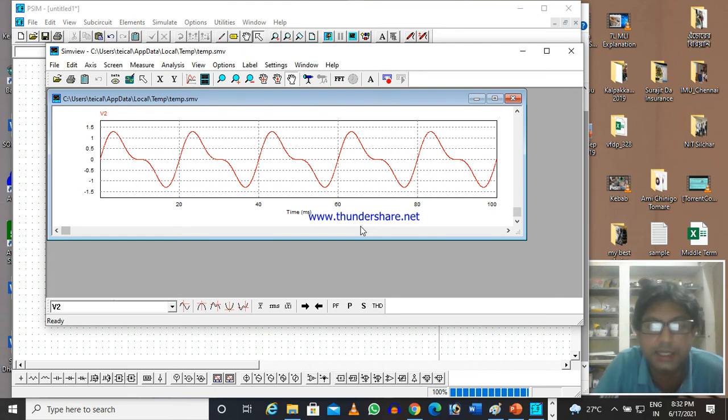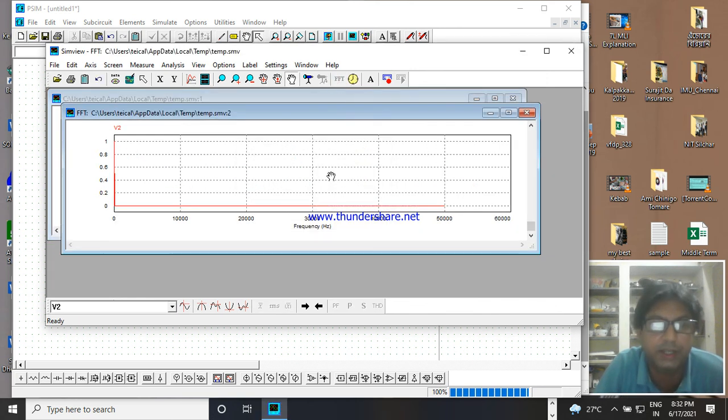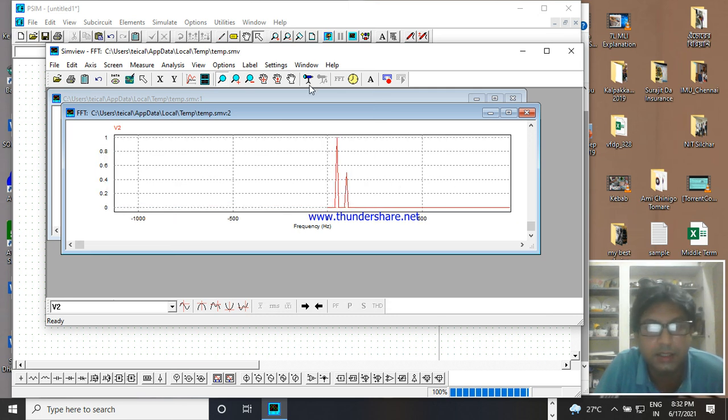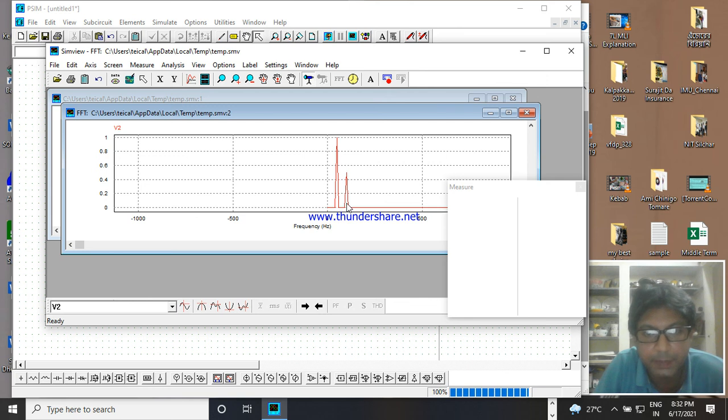But if the data is unfiltered data, you cannot predict what frequency is mixed with that. But it is very easy if you take the FFT. Now let us enlarge it. You see, the second peak came. It is at 100 Hertz. It's very simple. FFT is a very important tool.